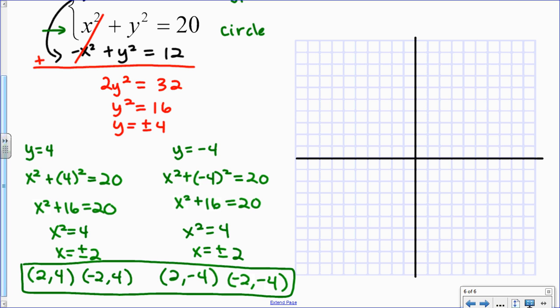You don't have to graph these, but if we did, it's going to look something like this. So both the circle and the hyperbola have centers at 0, 0. So these points, I'll go ahead and graph those first. This is just going to be a quick sketch. I'm not going to go in detail here. So 2, 4. And again, you won't have to graph these, but this is just if you're curious what it looked like.